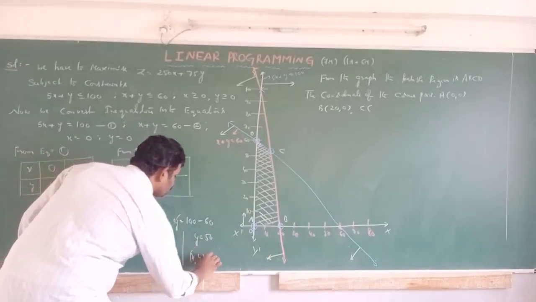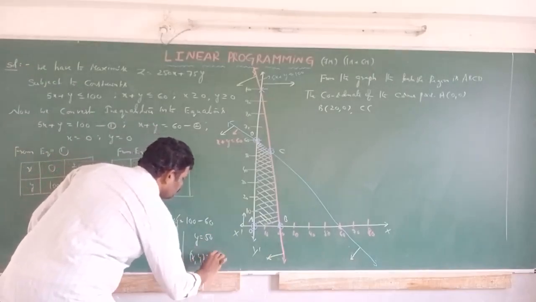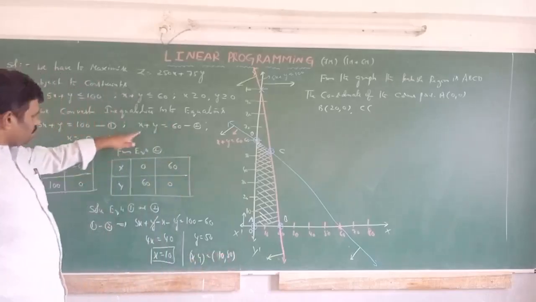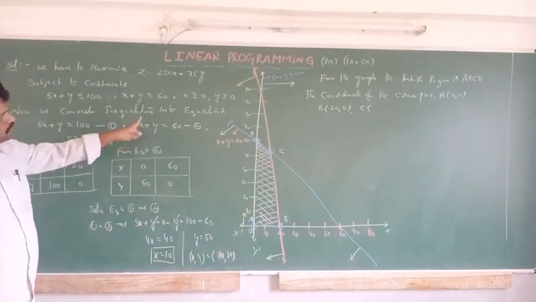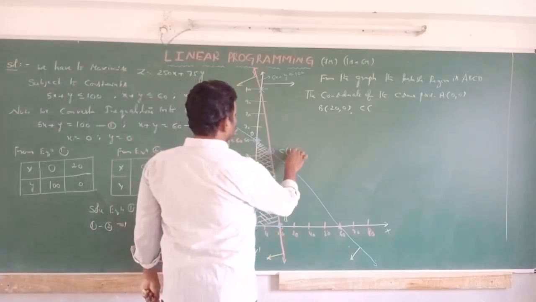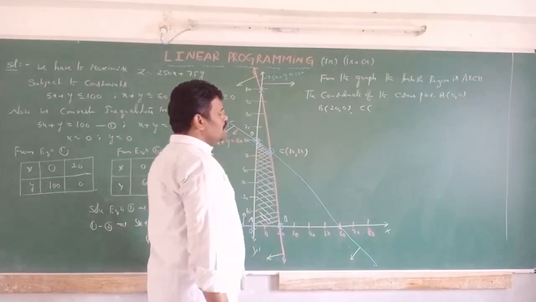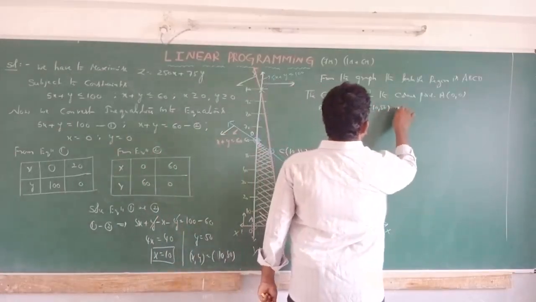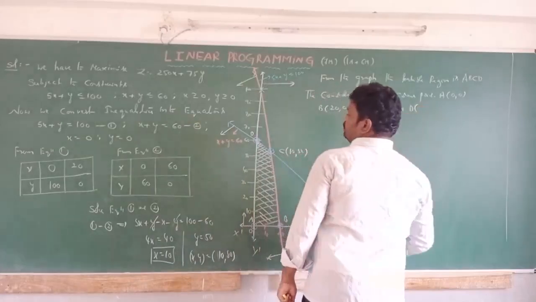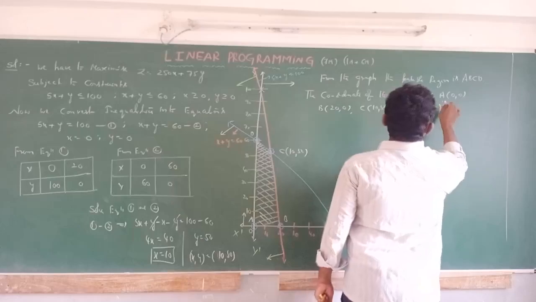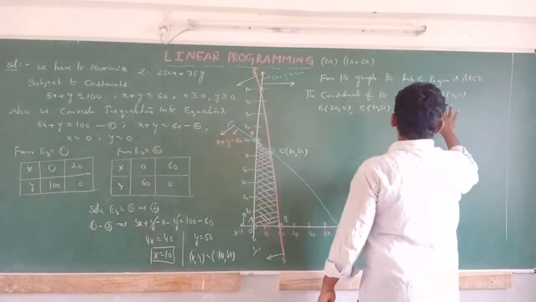So the coordinates (x, y) are (10, 50). Here we substitute the value x = 10, so this is (10, 50). Now the coordinates of these points: C is (10, 50) and D is (0, 60) respectively.